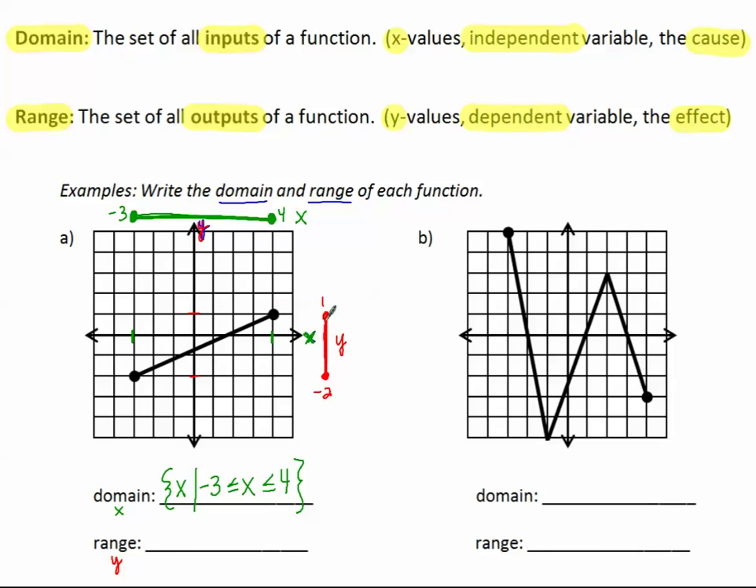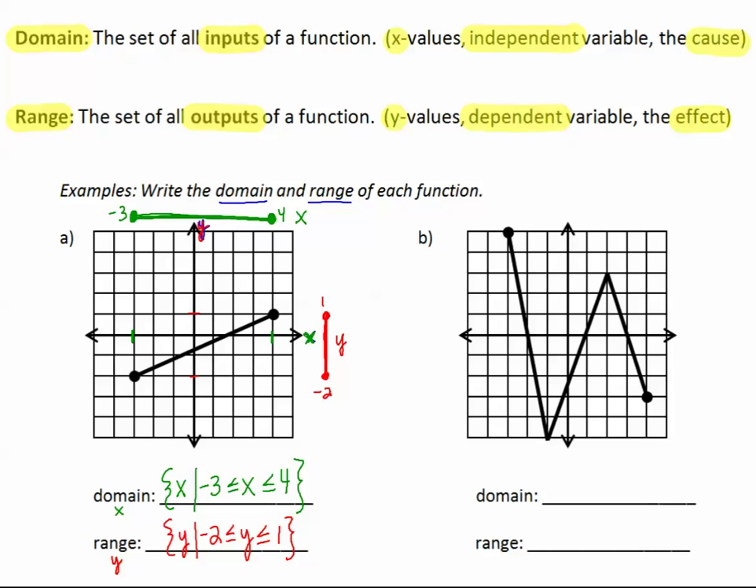Just like we did for the domain, we're going to say it's all y values such that, and because it's between -2 and 1, we say -2 is less than or equal to y is less than or equal to 1. Close the set.